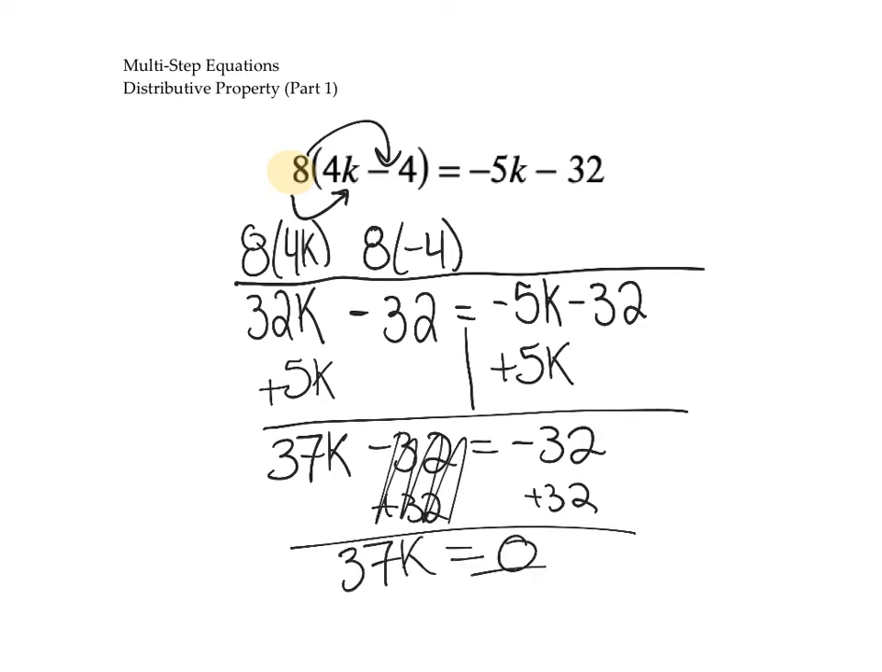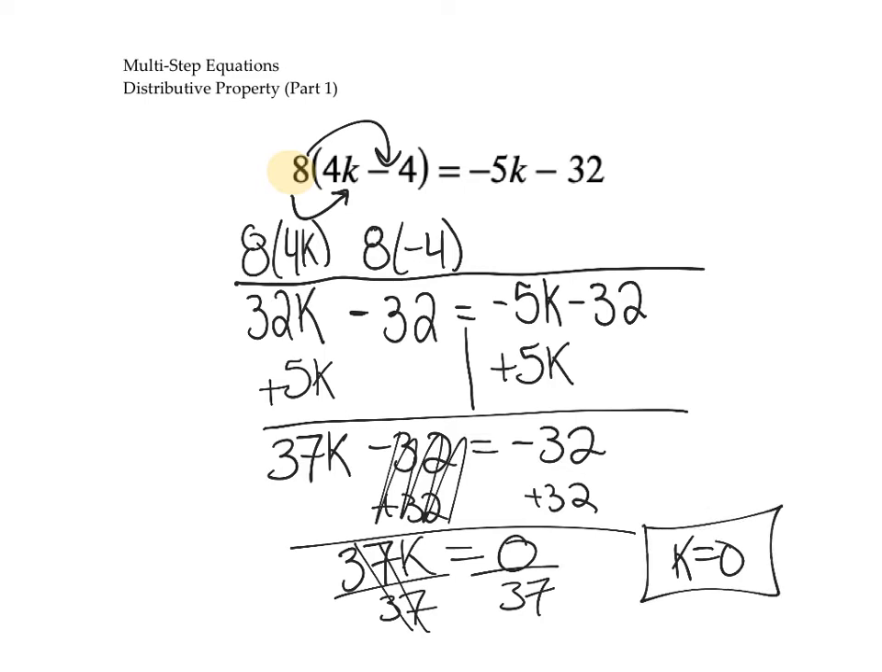37k equals 0. Well, anytime I divide 0 by anything, it's always going to give me 0. So k will equal 0.